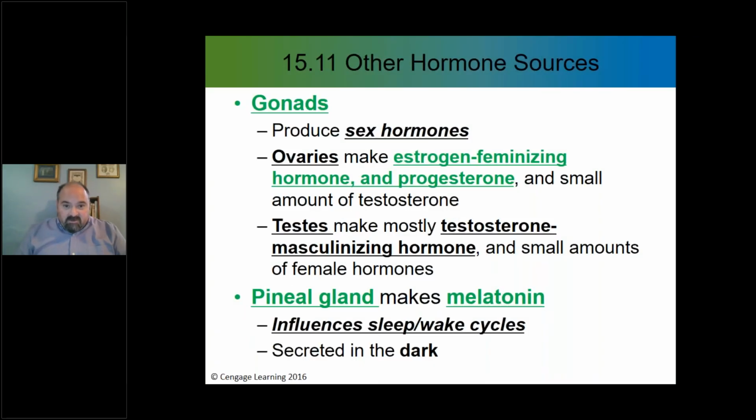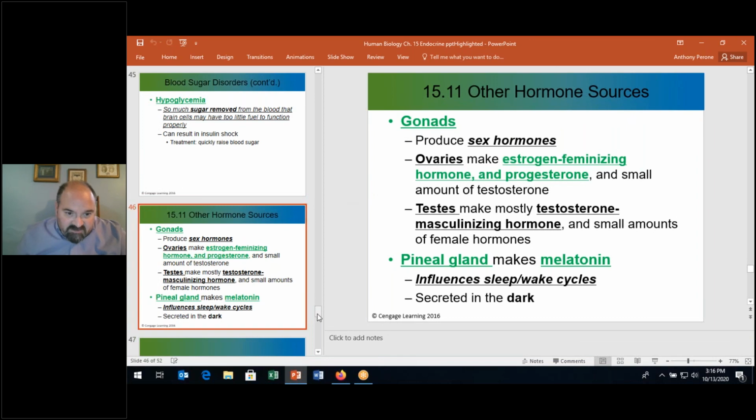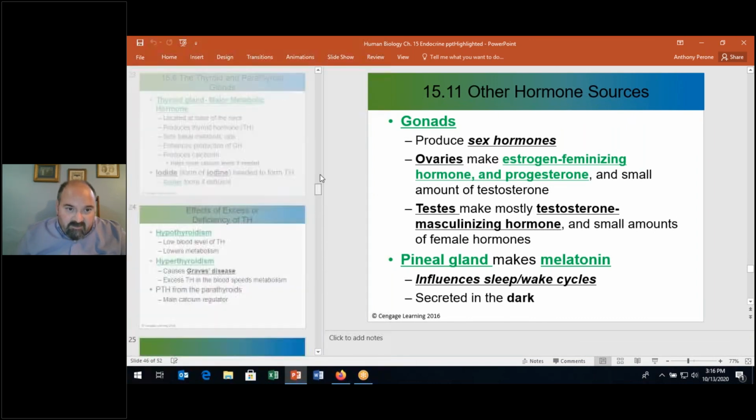Okay, so we'll finish up. I'm going to share my screen and we'll finish up the chapter here. All right, so we look at the pineal gland. The pineal gland is in the posterior aspect of the inner portion of the brain. There we go. I'll come back to the slide in just one moment, all the way in the beginning.